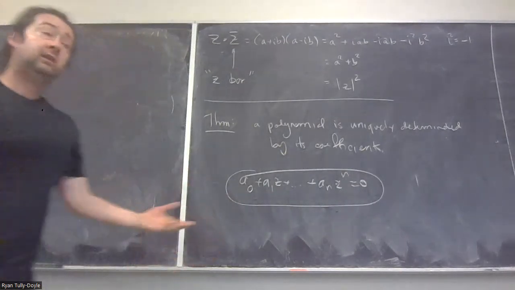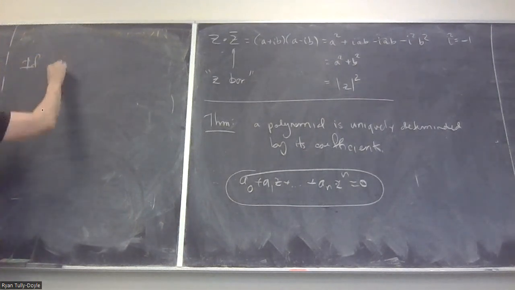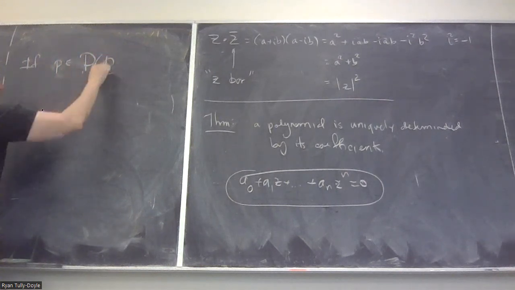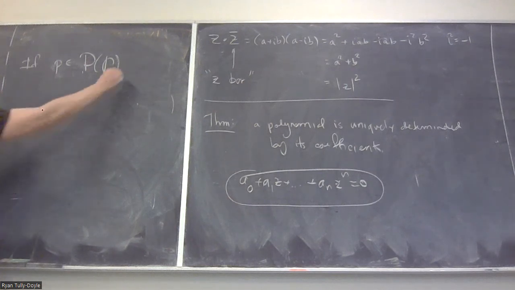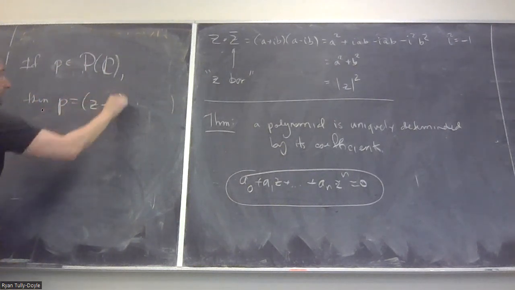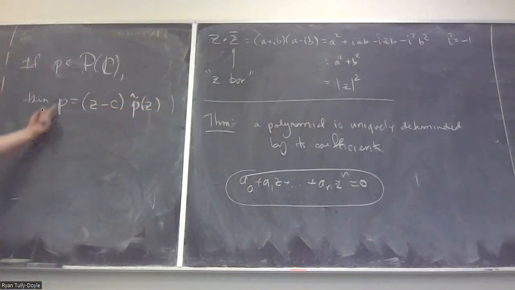The culmination of the whole thing is that if you have a polynomial P, an element of the polynomials on the complex numbers, then every polynomial with complex coefficients has a linear factor. Then P is equal to z minus c times P tilde of z. Every polynomial with complex coefficients has a linear factor.